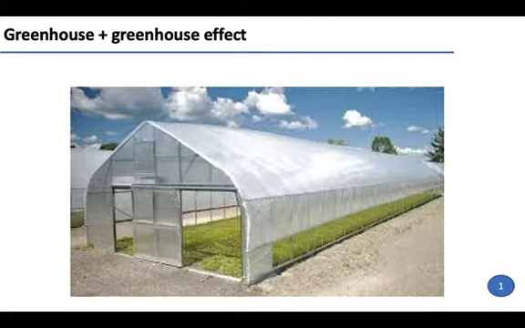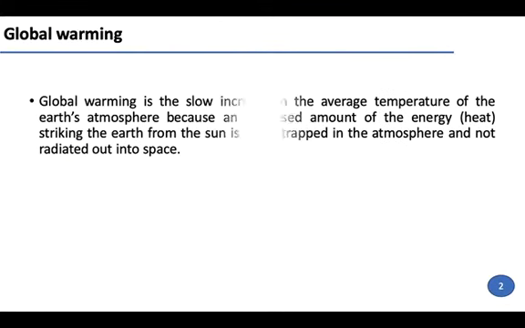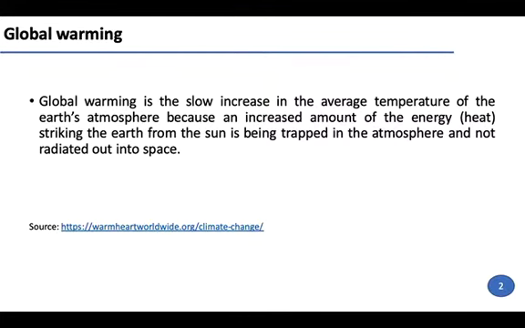Greenhouses are actually built to allow solar radiation into the house and keep most of it, letting out just a small proportion of that energy, so that the house would be warmer inside compared to the outside environment and also more appropriate for growing certain crops. That's the greenhouse effect. When we talk about global warming, it's more or less the same story. We're talking about a slow increase in the average temperature of the atmosphere and the Earth's surface, because of an increased amount of energy striking the Earth from the sun and being trapped in the atmosphere and not radiated out into space.